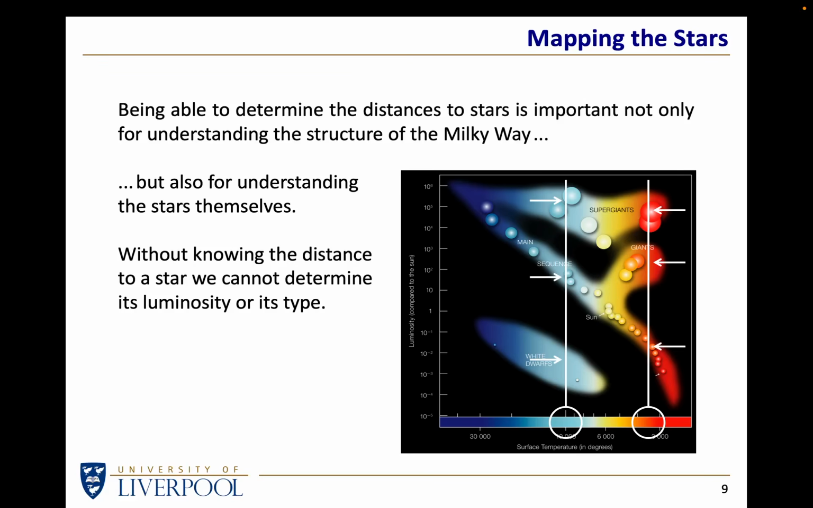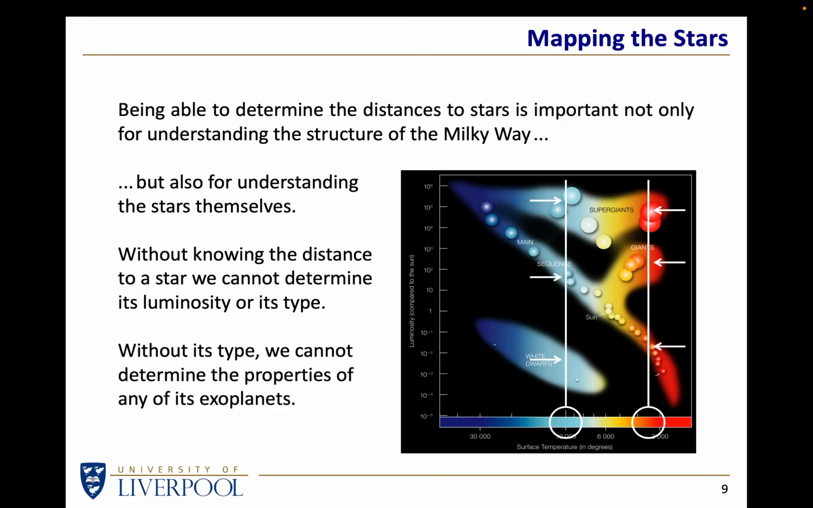know the distance. And without knowing the type of star that we're looking at, well, actually, we don't get much information about exoplanets either. That's a somewhat side issue. But quite often, exoplanets are characterized by what is their size relative to their host star? What is their mass relative to their host star? So if we don't know the properties of the stars, then we really don't know much about the properties of any exoplanets that might exist around those stars.